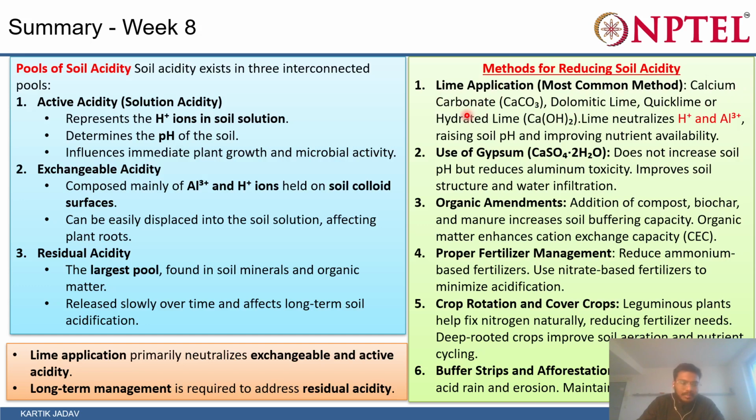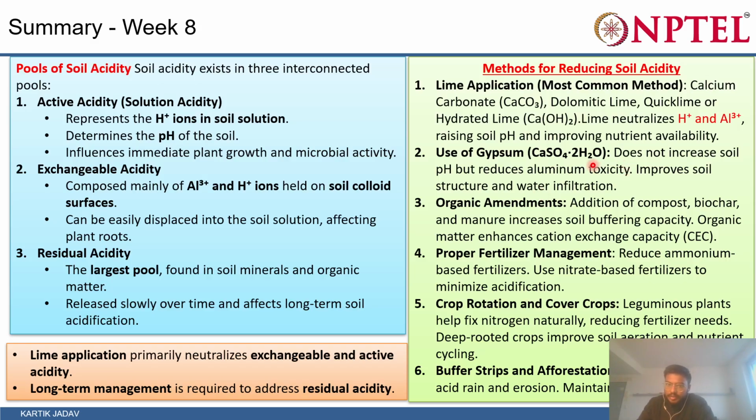Lime is basically calcium carbonate, CaCO3. We can also apply dolomitic lime or quicklime, so there are types of lime, and basically they contain calcium. What does lime do? Lime neutralizes the hydrogen and aluminum, raising soil pH and improving nutrient availability. Then there is the use of gypsum, CaSO4·2H2O, which does not increase the soil pH but reduces aluminum toxicity and improves soil structure and water infiltration.